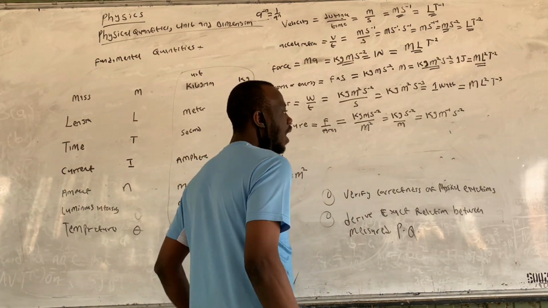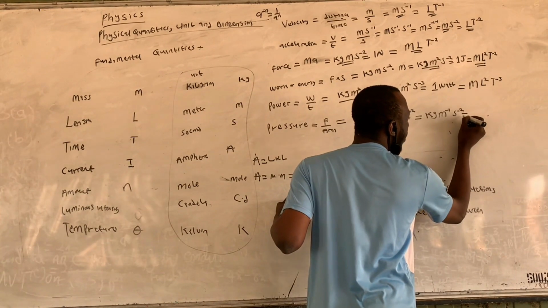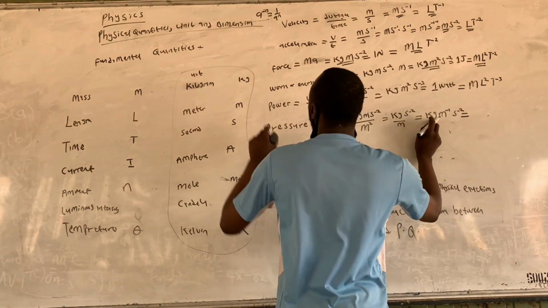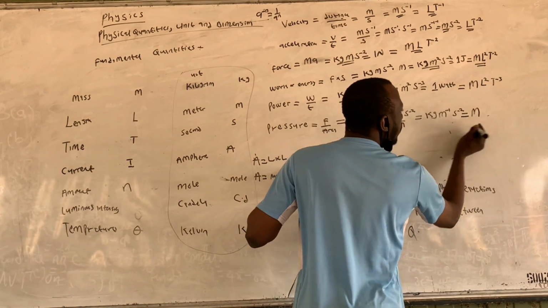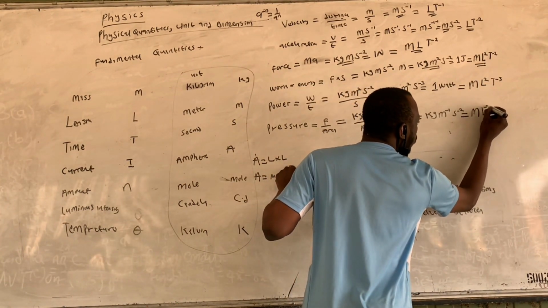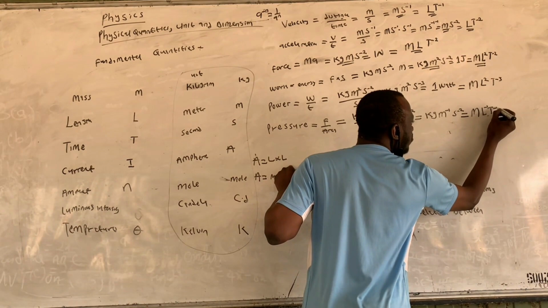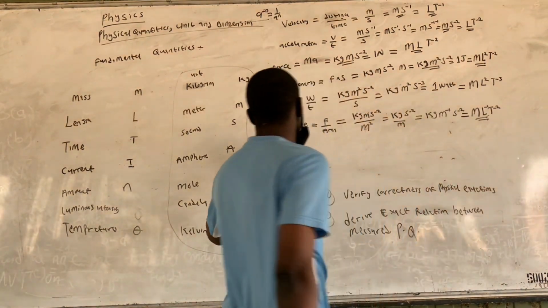So now this dimension here is kilogram, capital M, meter, capital L to the power of minus 1, capital T to the power of minus 2. This is the SI for pressure.